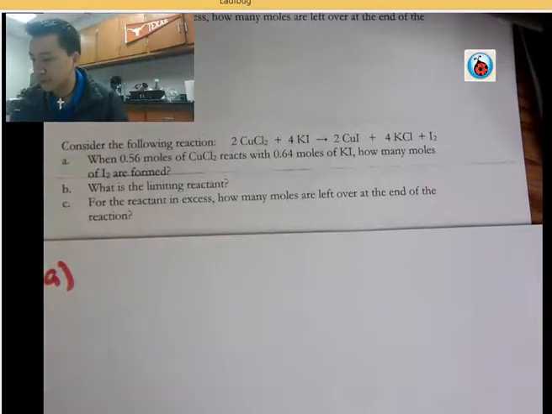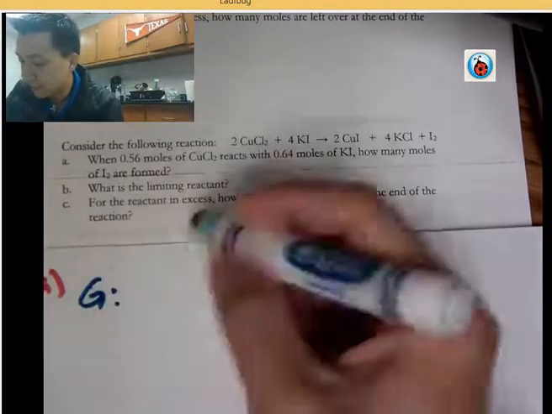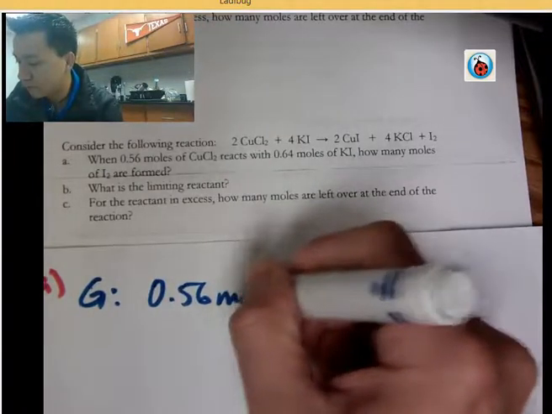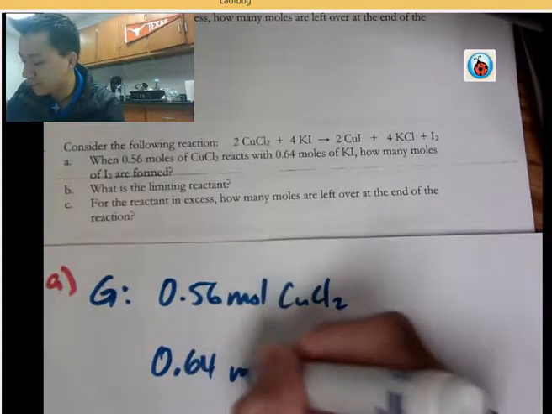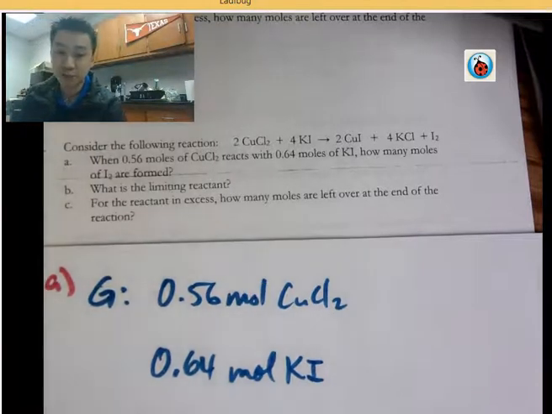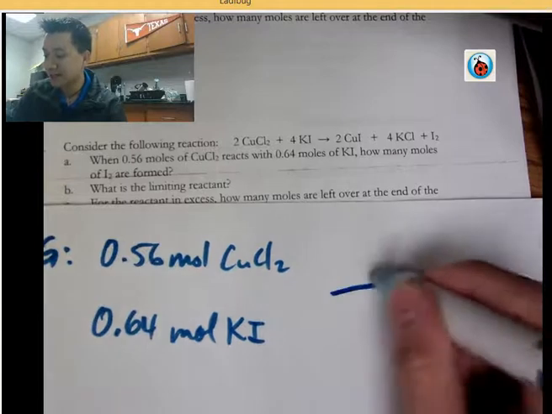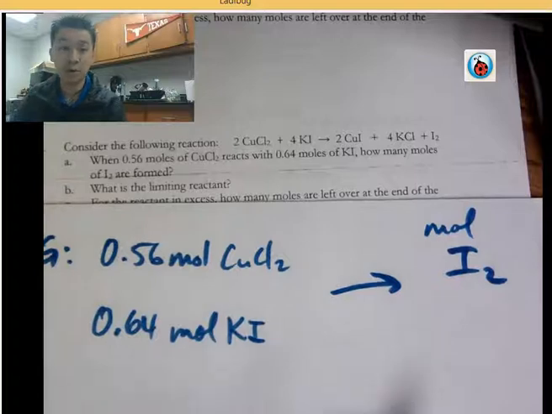Okay, consider the following reaction: 2CuCl2 plus 4KI yields 2CuI plus 4KCl plus I2. Given is 0.56 mole of CuCl2 and 0.64 mole of KI. That's my two given. How many moles of I2 are formed? So we're trying to get to mole of I2. But this is nice. This is a mole-to-mole question, so it's real easy.